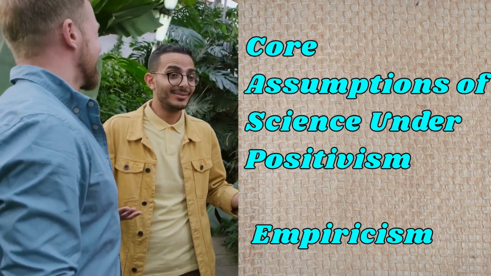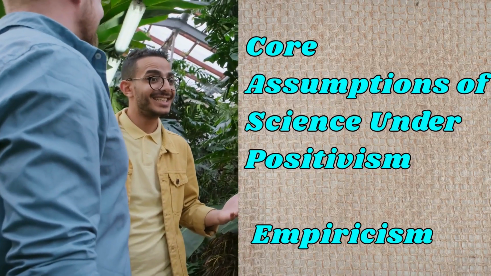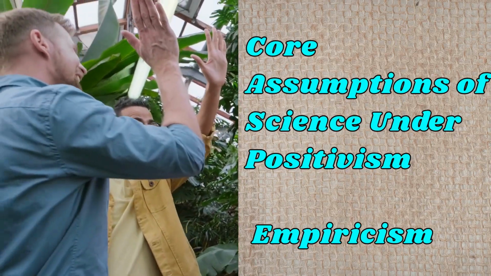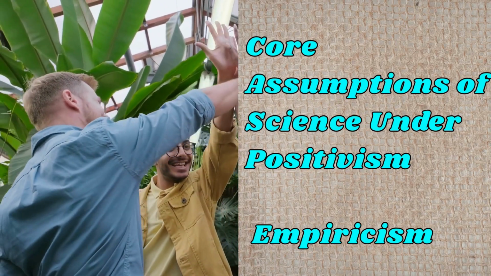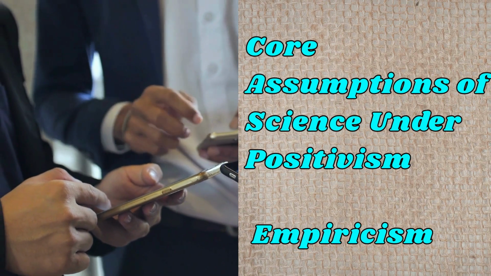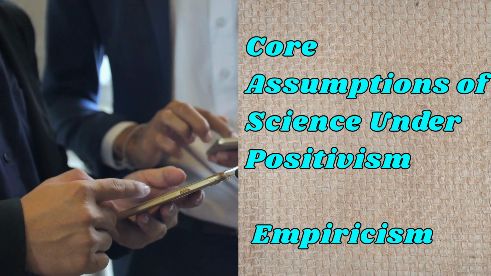Empiricism. Science also relies on empiricism, the idea that knowledge must come from the senses. A theory is only as strong as the evidence supporting it. To call something scientific, it must be observable, measurable, and verifiable.